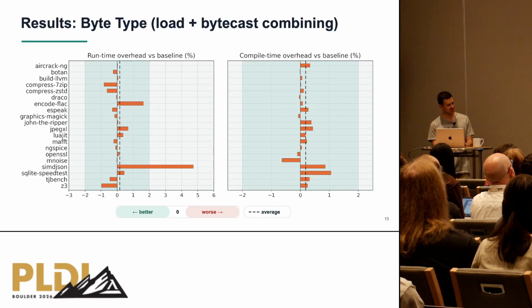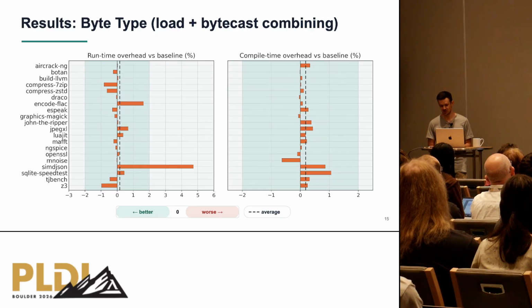Regarding the SIMD-Johnson regression in runtime, we investigated and found that it is due to jump threading not being able to combine some basic blocks that it could previously. We found that this is due to LLVM's range analysis not being able to operate on the new byte type, only integers. So extending the analysis to operate on byte types as well would resolve this regression.